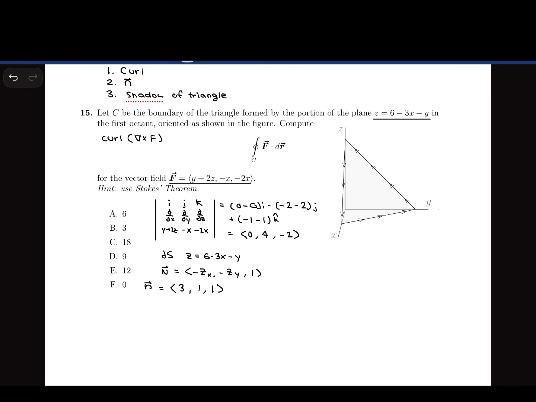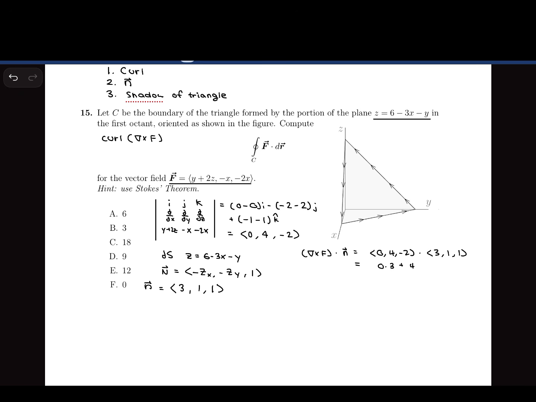Okay, now we're going to have to do the dot product between our curl and our normal vector. So that's going to be our curl dotted with our normal vector, which is 0, negative 4, negative 2, dotted with 3, 1, 1, which gets us 0 times 3. I don't know why I keep putting those vector symbols.